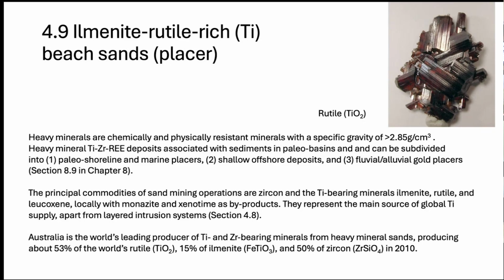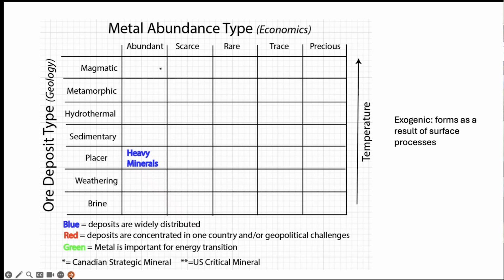And Australia is the world's leading producer of titanium and zirconium-bearing minerals from heavy mineral sands, producing about 53% of the world's rutile, 15% of the ilmenite, and 50% of the zircon in 2010. That tells you we haven't updated that lately, but. So the heavy minerals, these are placers, these are exogenic. The minerals themselves are formed as a result of igneous processes, but the concentration, the ore deposit, forms as a result of surface processes, so it's exogenic.